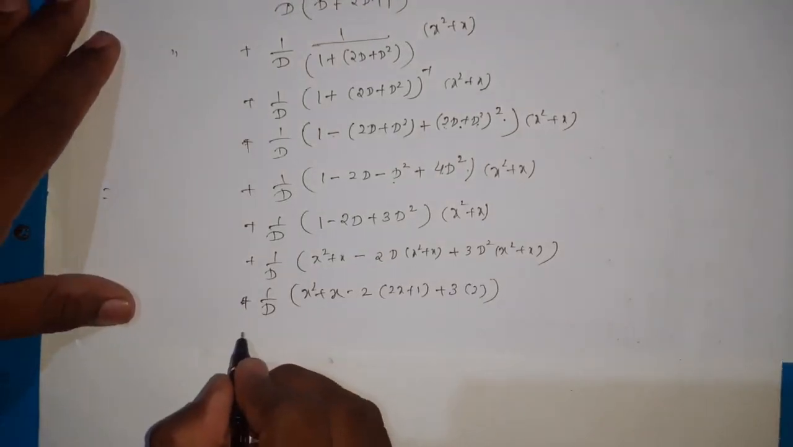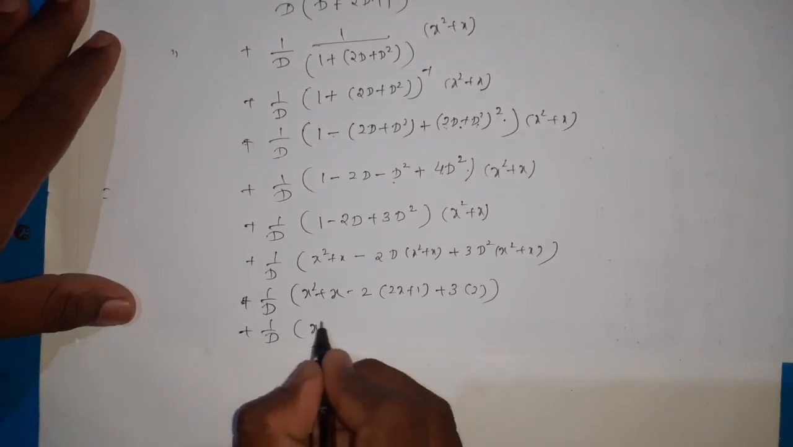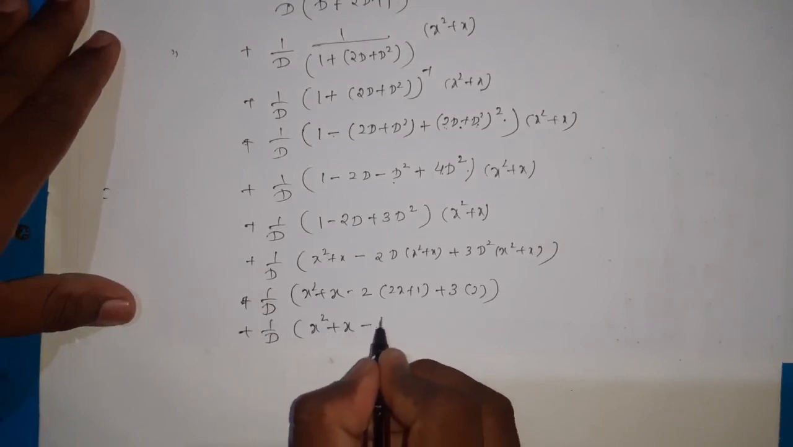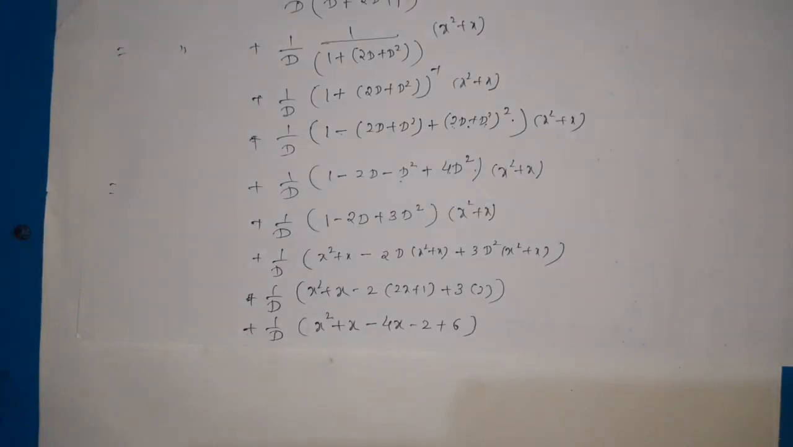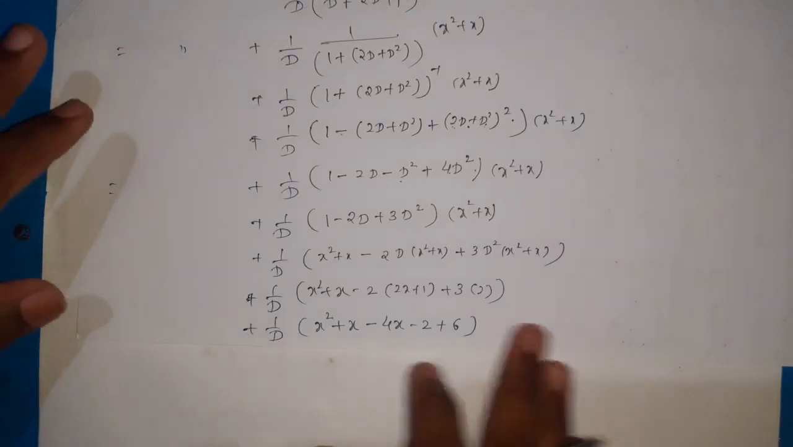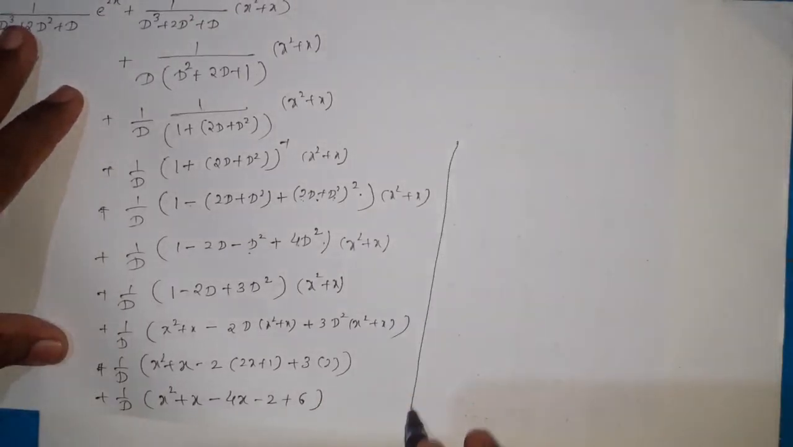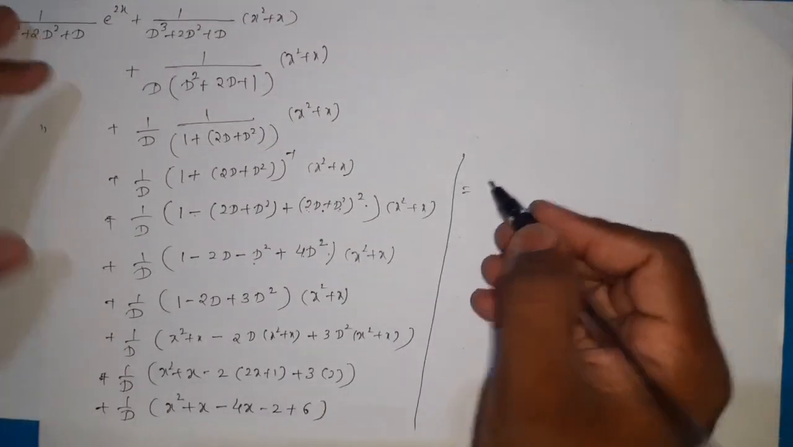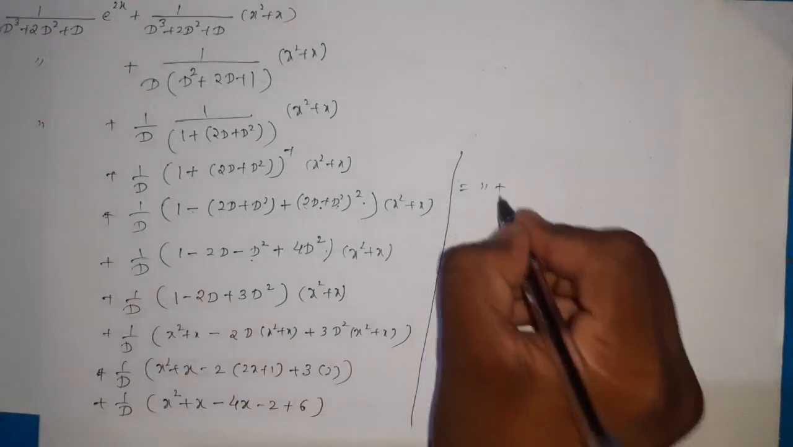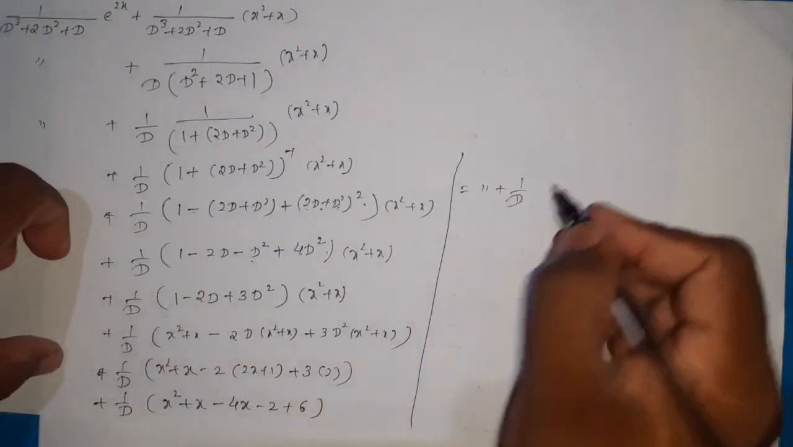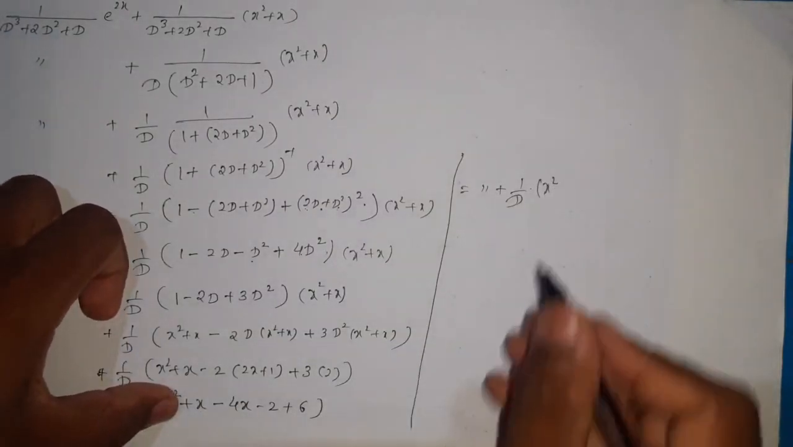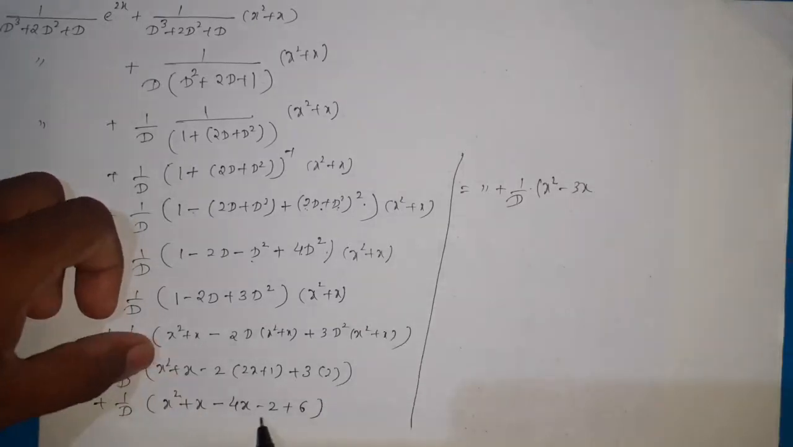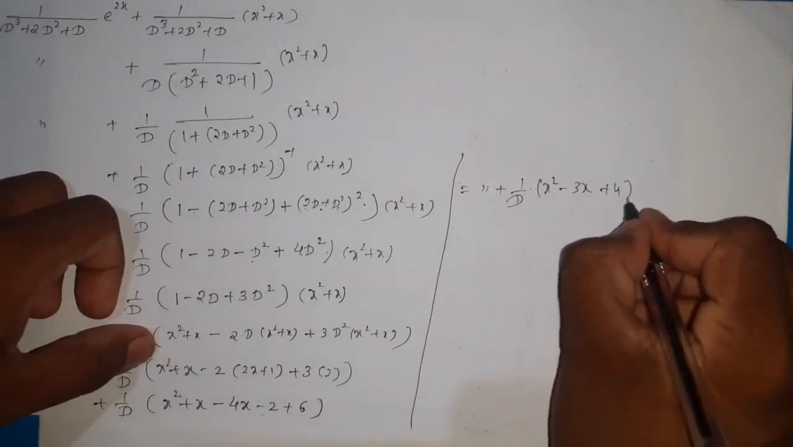So therefore 1 by D into x square plus x minus 4x minus 2 plus 6. So here simplify the terms, then you will get the required answer. So this is equal to, the first part I am not considering, plus 1 by D, here x square as it is, x minus 4x, that is minus 3x, minus 2 plus 6, plus 4.